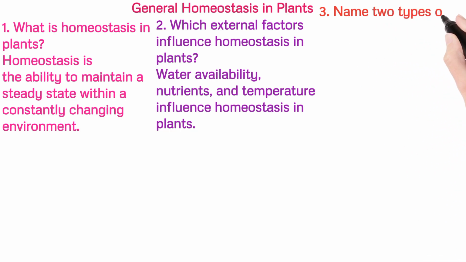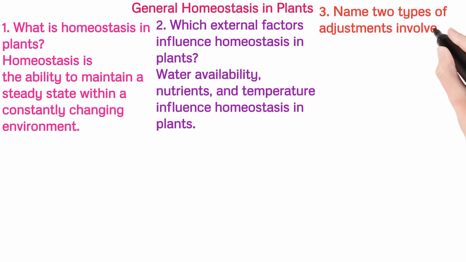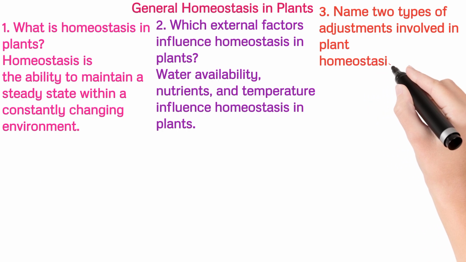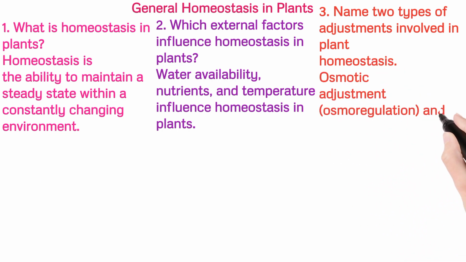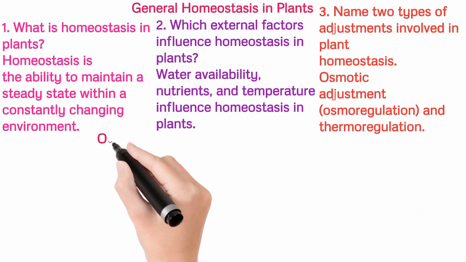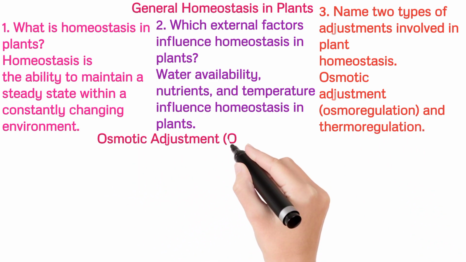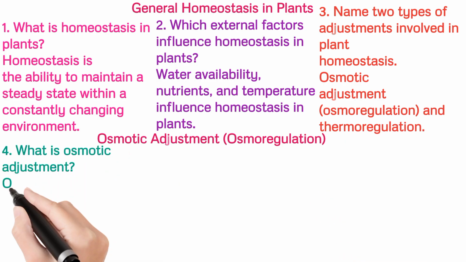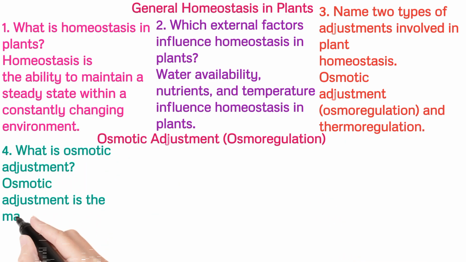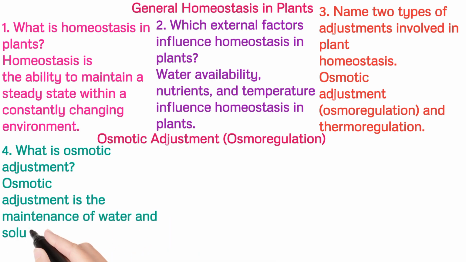3. Name 2 types of adjustments involved in plant homeostasis. Osmotic adjustment, osmoregulation, and thermoregulation. Osmotic adjustment, osmoregulation. 4. What is osmotic adjustment? Osmotic adjustment is the maintenance of water and solute levels in the body.